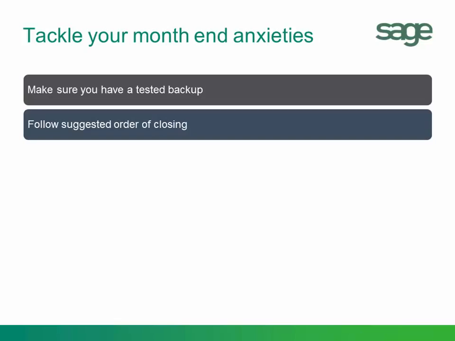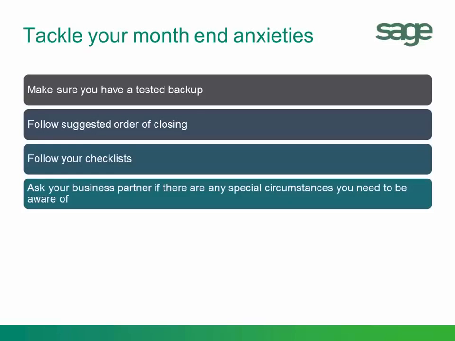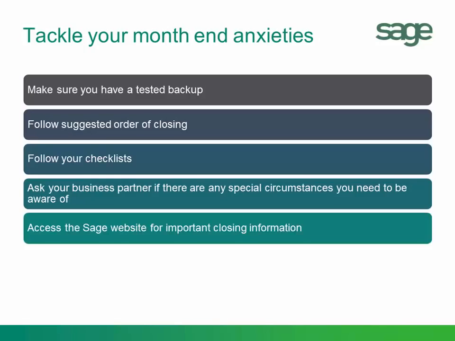You need to follow the suggested order of closing so that inadvertently things don't happen that you may not want to have happen. You'll want to follow your checklists. You'll need to ask your business partner if there are any special circumstances that you need to be aware of prior to closing. You'll want to access the Sage website for important closing information, especially when you get to the end of the calendar year.